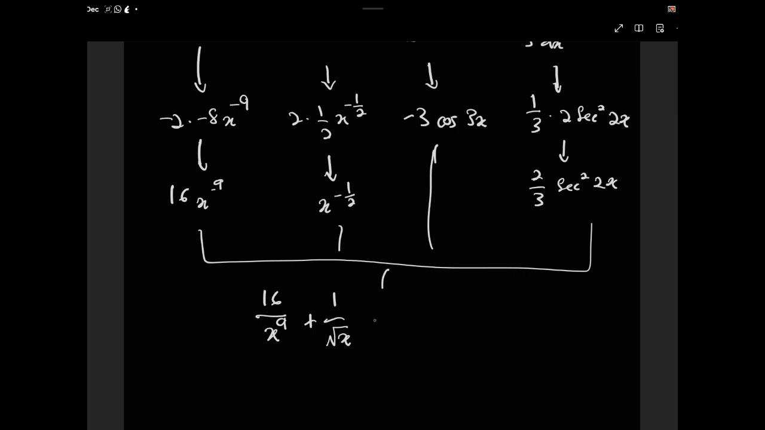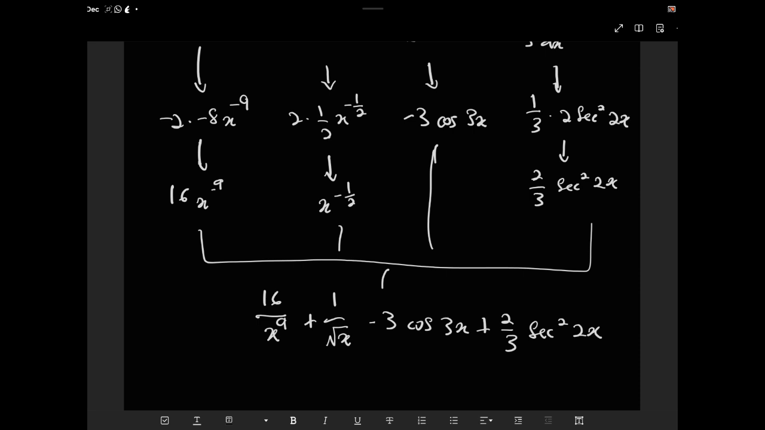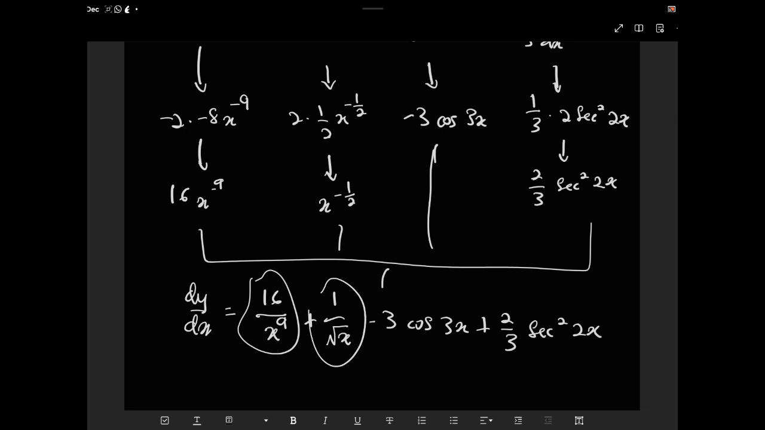And then the next one is negative 3 cos 3x, just read straight away. And the last one plus with 2 over 3 secant squared 2x. Okay, this is its dy dx. But bear in mind that changing it into this form and this form is actually not really necessary. You can just leave it in this term, so it's still acceptable. So let's look at the next question.